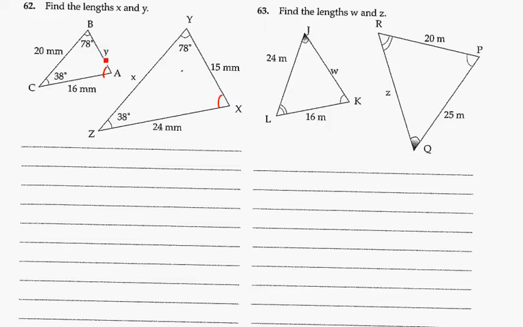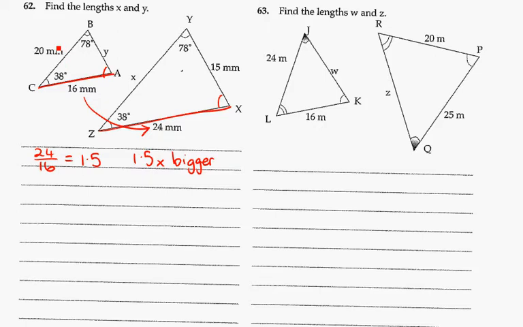This big one is an enlargement of the small one. The side lengths have been enlarged, but the angles stay the same. So I'm going to treat this like an enlargement problem. I can see that this side here has been enlarged to this one. 16 has been enlarged to 24, so if we work out how many times bigger that is, 24 divided by 16 is 1.5. So the big triangle is 1.5 times bigger than the small triangle.